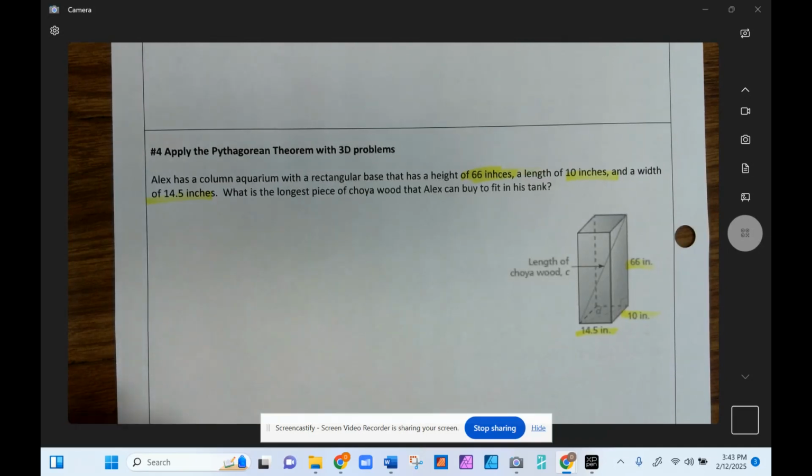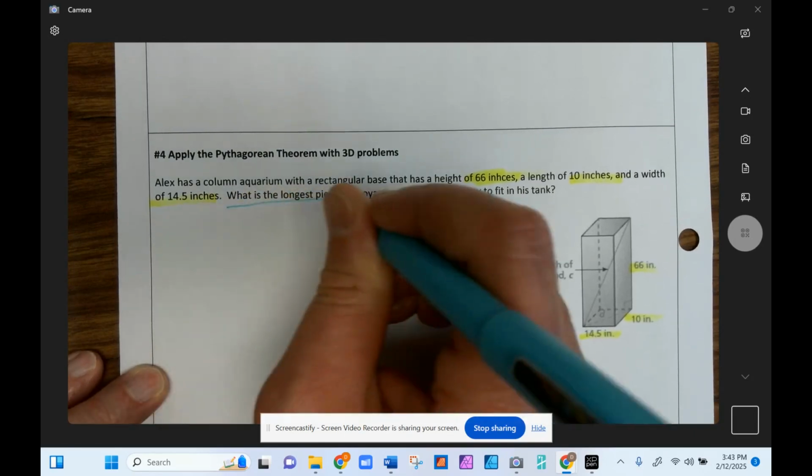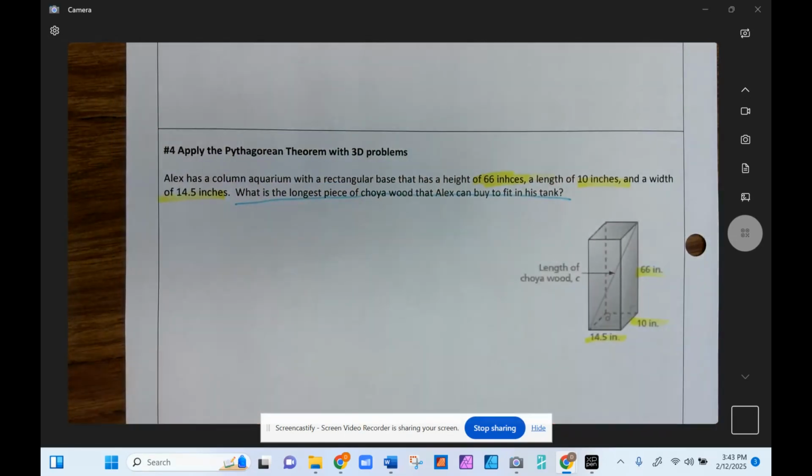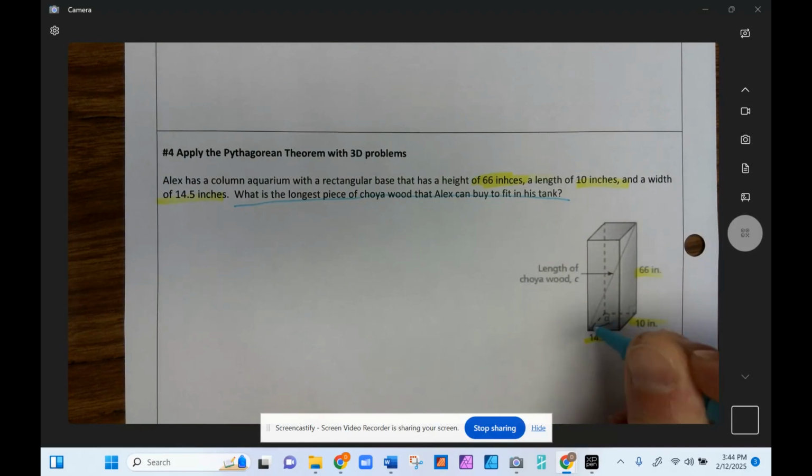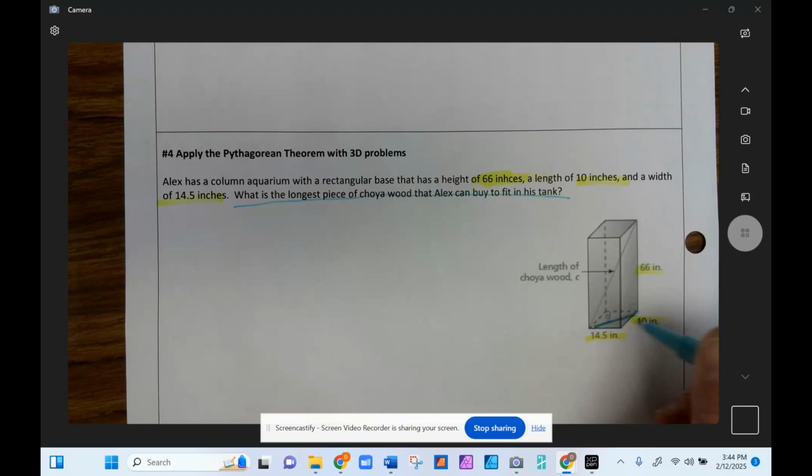Choya wood, which is a piece of wood that you get for an aquarium that doesn't float, basically, that Alex can buy to fit in his tank. So basically we're trying to find this length here. However, to do that, we need to find the diagonal across the bottom of the base right here. So we need to do 2 sets of the Pythagorean theorem to do this.